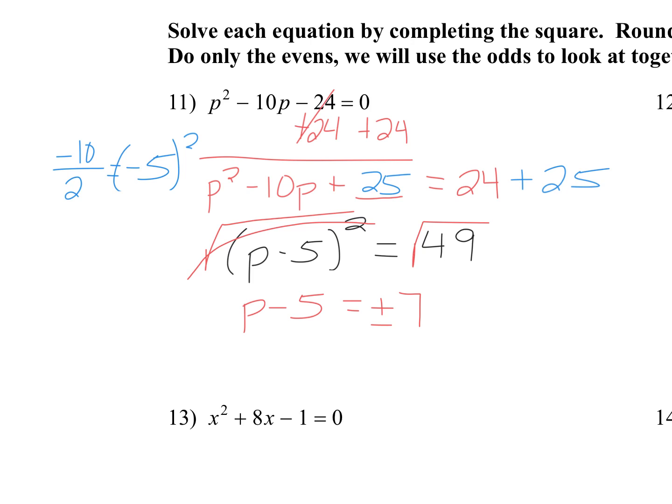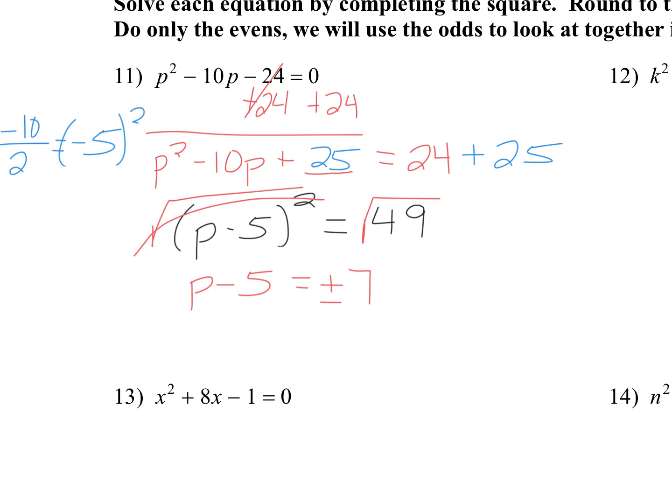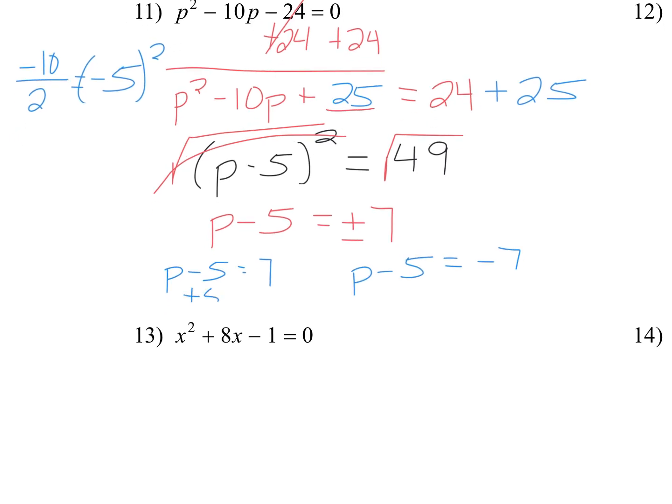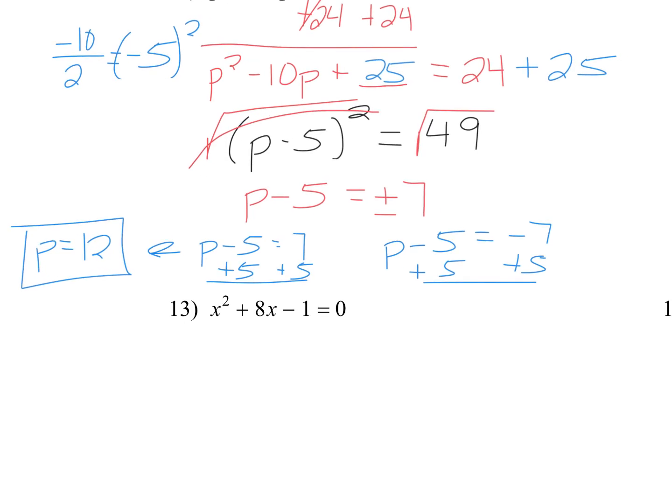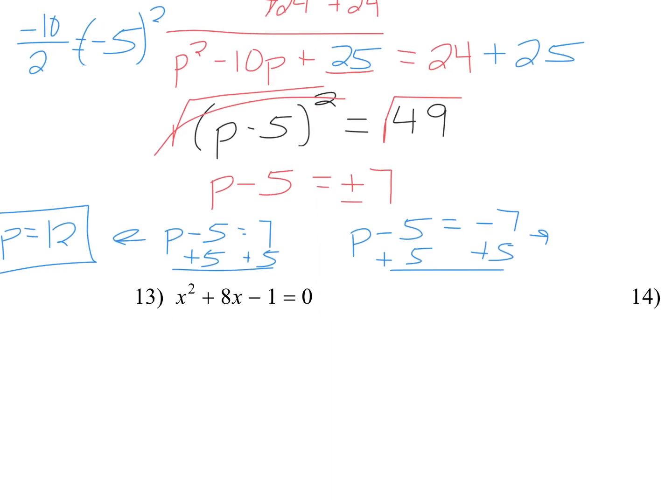Okay. Now, we're going to rewrite as 2 solutions. Okay, I know, this is the last step. So, p minus 5 equals positive 7, and p minus 5 equals negative 7. Add 5 to both sides for both of them. Okay, what do I get for this one over here? Yep, p equals 12, that's one solution. And then what do I get for the other one? P equals negative 2.